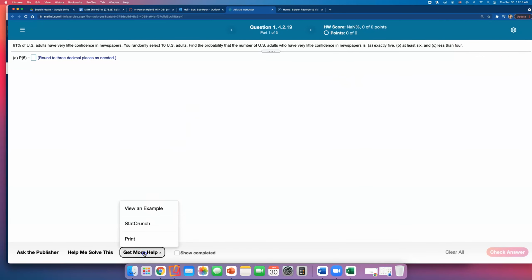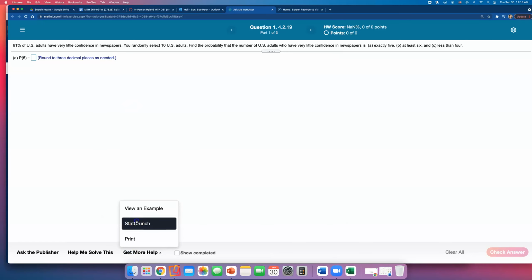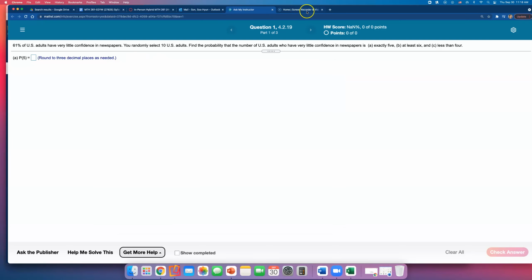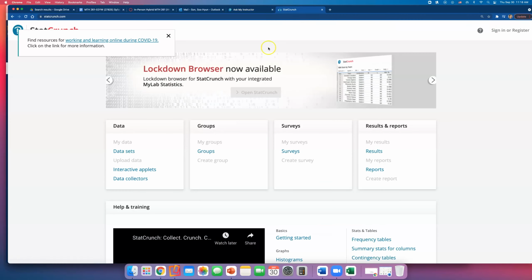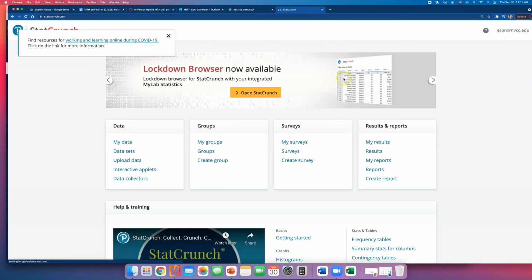Hold on, let me see if I can click on get more help, and I'll click on StatCrunch because I'm going to use their calculator, okay? Come on, StatCrunch. What's going on? All right, I'll just open up in another browser. Log in. So how do we do this on StatCrunch calculator? I think that's what the question was.